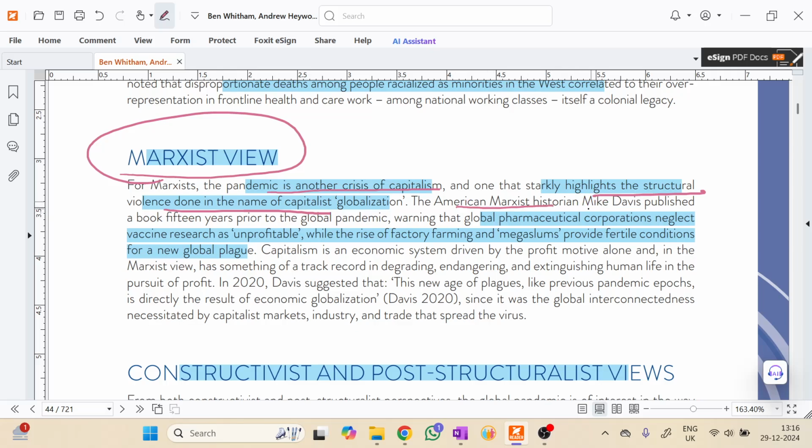American Marxist historian Mike Davis published a book 15 years prior to the global pandemic, and this book warned that global pharmaceutical corporations neglect vaccine research as unprofitable, and at the same time the rise of factory farming and mega slums provides fertile conditions for a new global plague.